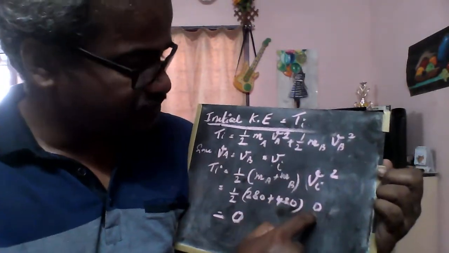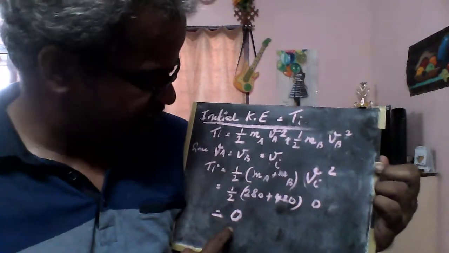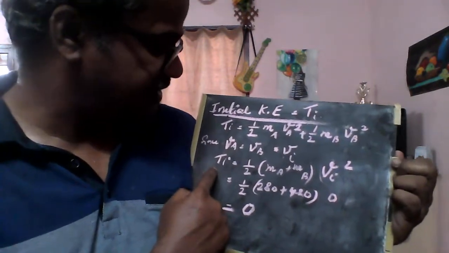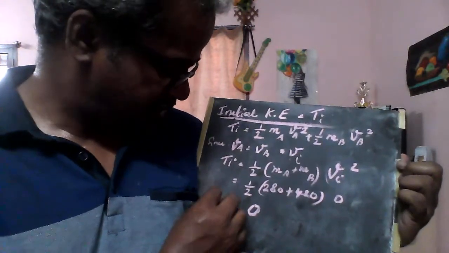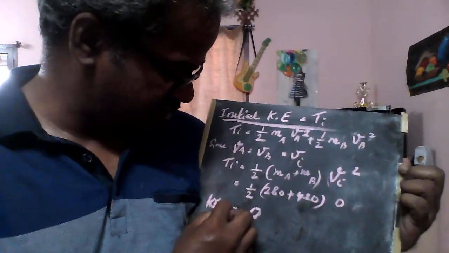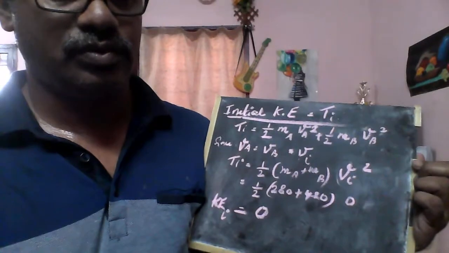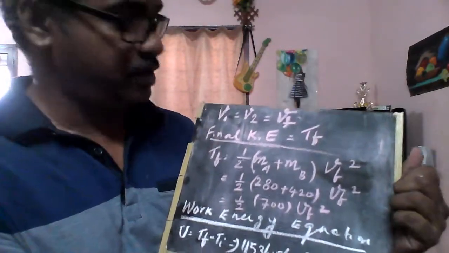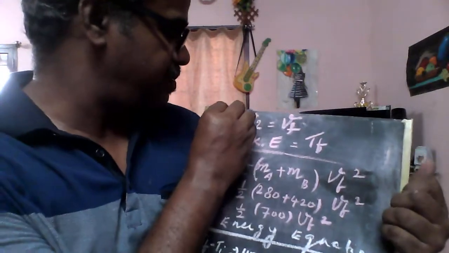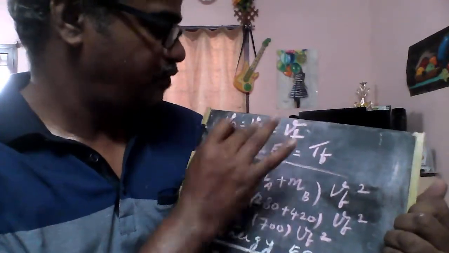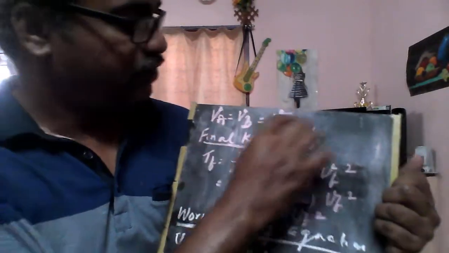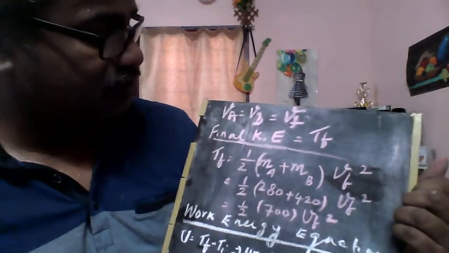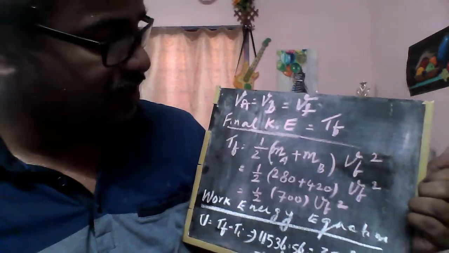So what is Vi? 0. So the whole term will be 0. So T initial, that is the initial kinetic energy, will be 0. Right. To find out the final kinetic energy, again Va and Vb are equal to Vf, the final velocity.